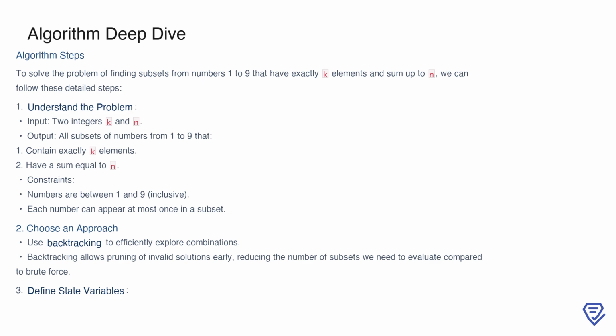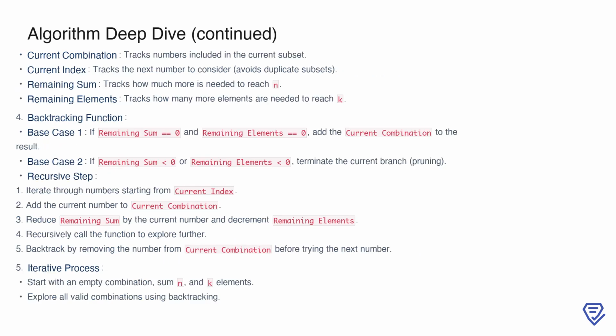same combinations unnecessarily. The key state variables in the backtracking algorithm include the current combination, which keeps track of the numbers we've selected so far, and the current index, which ensures we only consider numbers larger than the last one in the combination, avoiding duplicates. We also track the remaining sum, representing how far we are from reaching the target n, and the remaining elements, which tells us how many more numbers we need to pick to reach k.